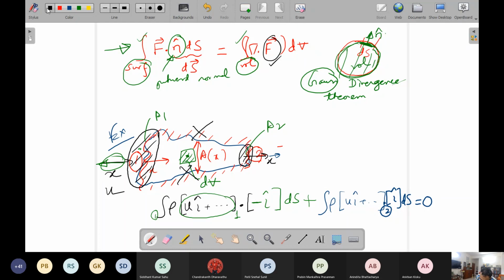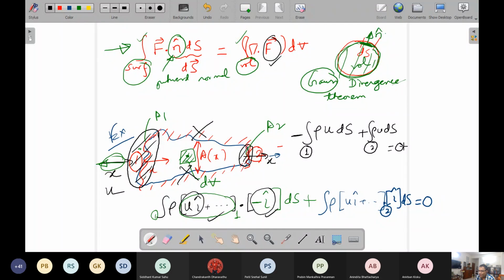So out of this dot product, only the x components are important, because other dot products will be 0 no matter whether they are there or not. So rho u ds at surface 1 plus rho u ds at surface 2, this is equal to 0. Okay.